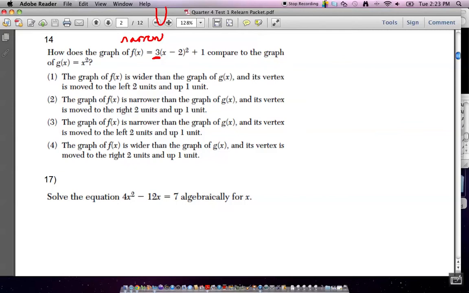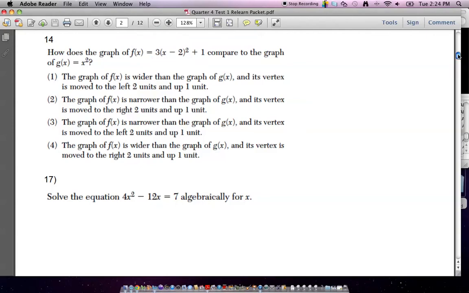This means, remember, in the parentheses is horizontal shift and it's reversed. So this means it's going to go 2 to the right, and the number at the end is vertical shift, and that's what it is. Plus means up and minus means down. So I'm looking for one that says f of x is more narrow, its vertex is moved to the right 2 units and up 1 unit, choice 2, is the correct solution. Okay?